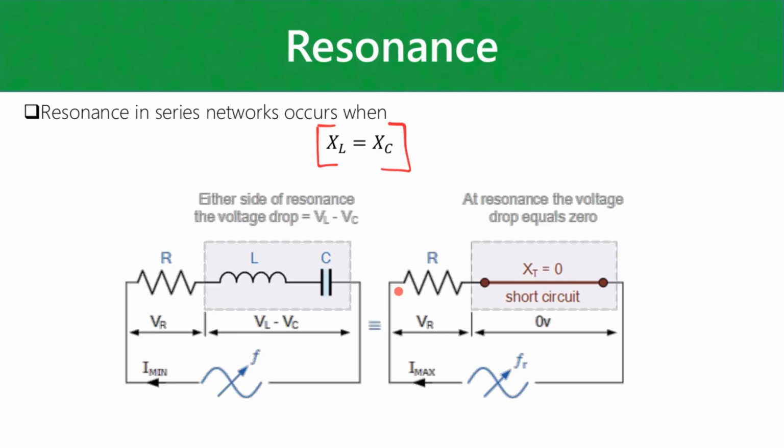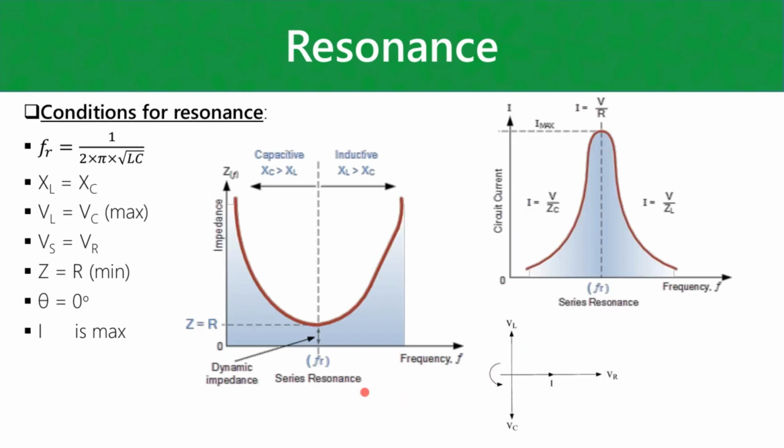Now, in a series circuit, what that essentially means is that the voltage across your inductor is going to be the same magnitude as the voltage across your capacitor, but they're going to be 180 degrees out of phase with one another, so they're going to cancel each other out. Meaning VL and VC are also going to be equal to one another. So the first part here, the resonant frequency, we can calculate with that formula there.